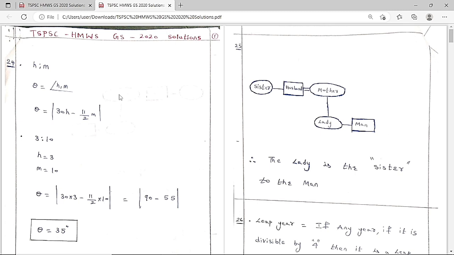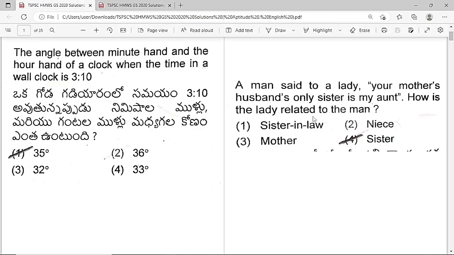So theta is equal to the absolute value of 30h minus 11 by 2 into m. So you know the value of h, give a value of m, just substitute, simplify and get the value of theta. Theta is always a positive value, so therefore the answer is 35 degrees, which is the correct solution of this question. So now we are going to solve the other question.